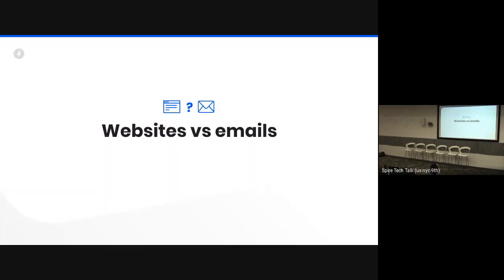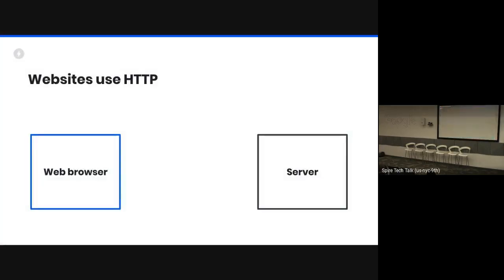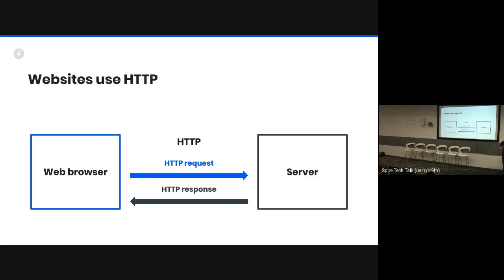Now, before we continue, I'd just like to compare emails to websites and how they differ in terms of protocols. And this will help frame the conversation about delivery. Now, websites use this protocol that I've heard of called HTTP. And HTTP is a two-way protocol where a client requests a resource from a server. Makes an HTTP request. It tells the server which resource it's interested in, and it can provide some additional metadata about how it wants it delivered. The server then sends an HTTP response.